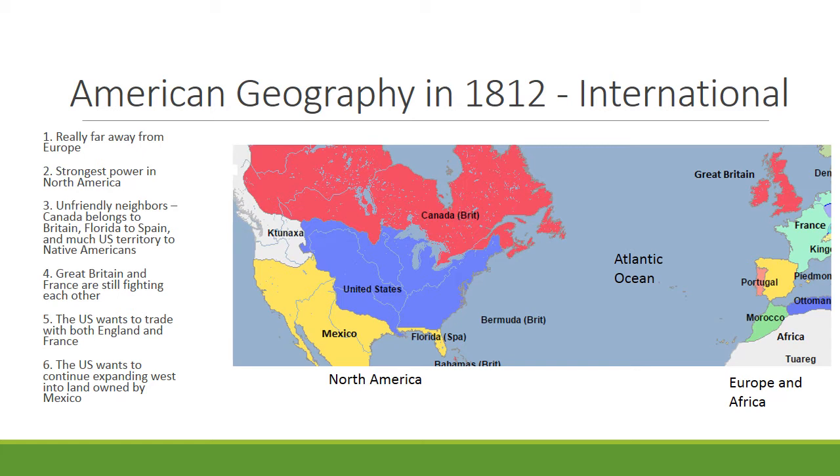And so this sets up a conflict of interest. The United States wants to send stuff over to Europe, but each of the European powers, both Great Britain and France, are trying to block U.S. trade with one another. And this is really important, and it will eventually lead to the War of 1812. So that's a little picture of where the United States stands internationally.